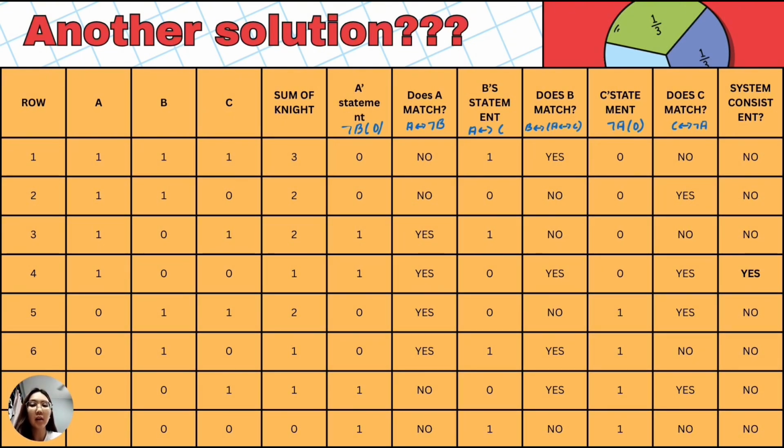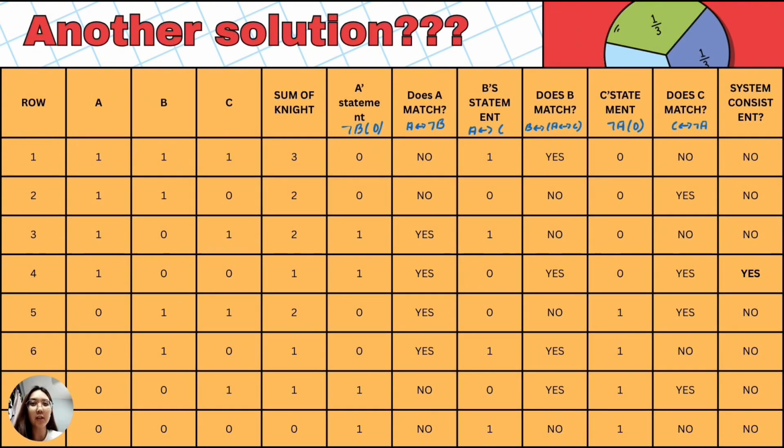And for the last one, we have to look at the system. Is the system consistent? That means which row has 3 yeses for the A match, B match, and C match, which is which row has column A matched with the A statement, column B matched with the B statement, and also column C matched with the C statement. We can see that row 4 has 3 yeses. So row 4 is consistent.